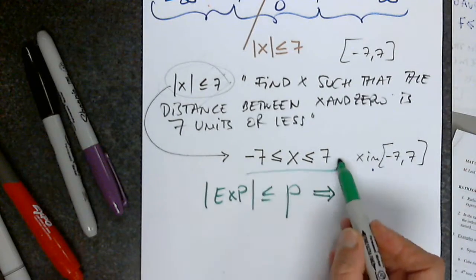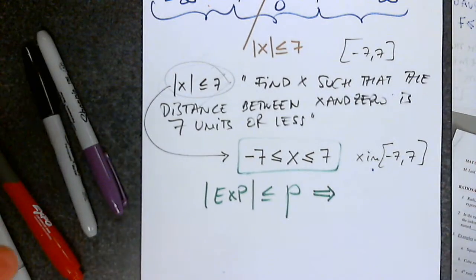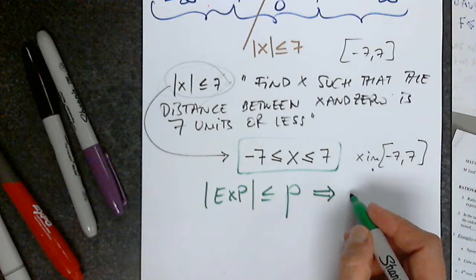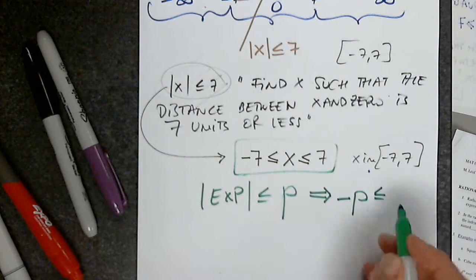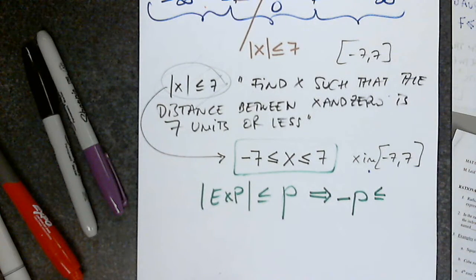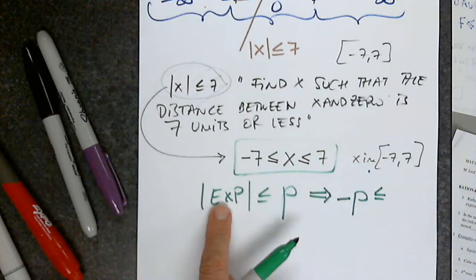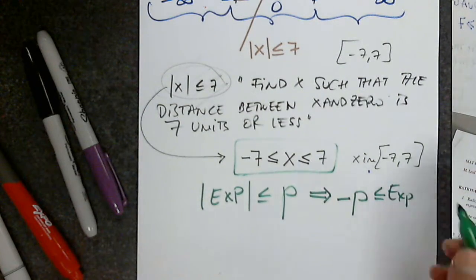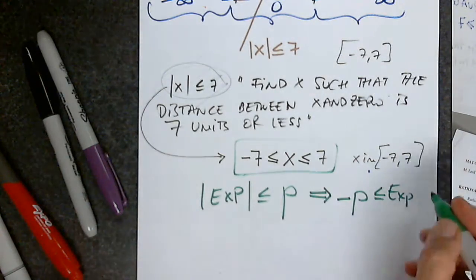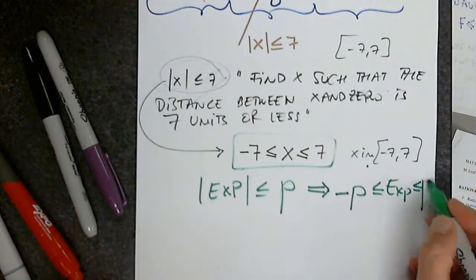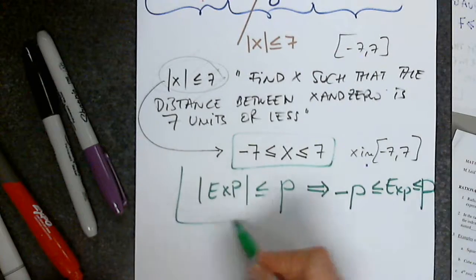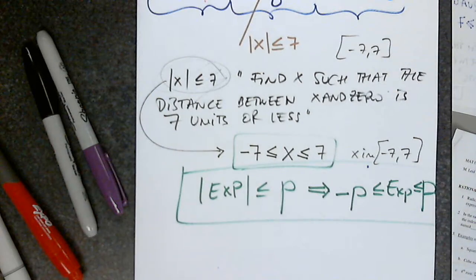It's exactly what you gave me here. It's the same. Negative p less than or equal to the expression now, whatever that is, not necessarily x, it can be anything, and then less than or equal to p. That's it. So this is the general case. And now let's look at a couple of examples.